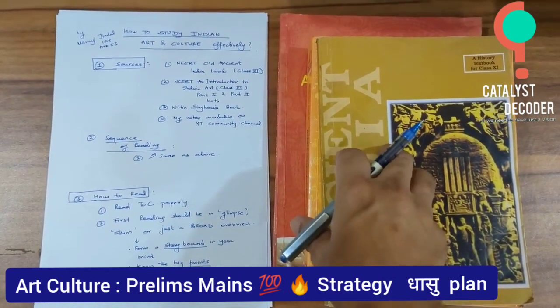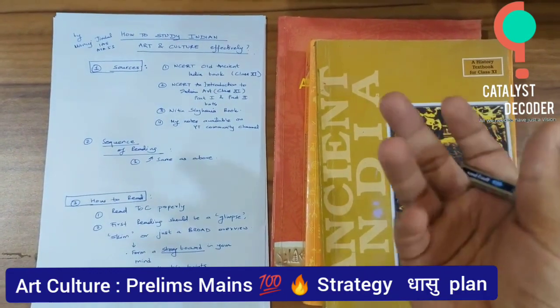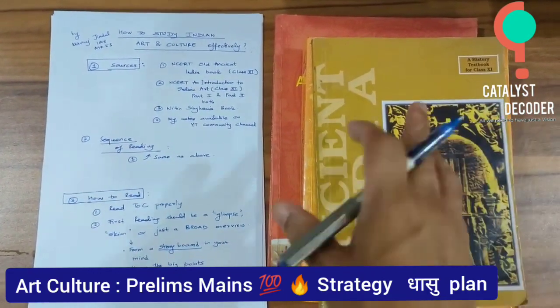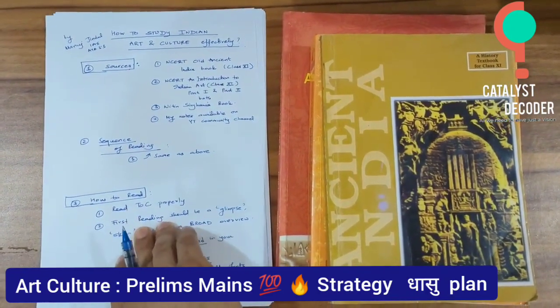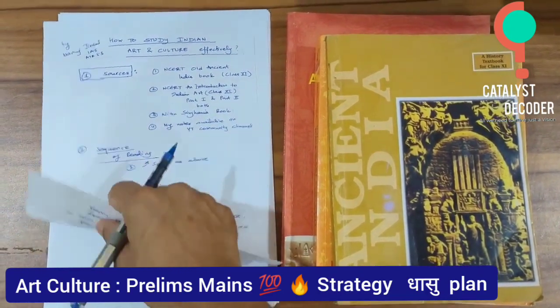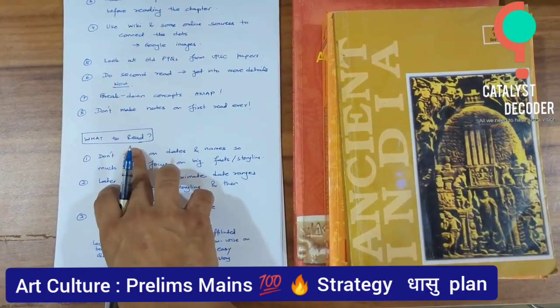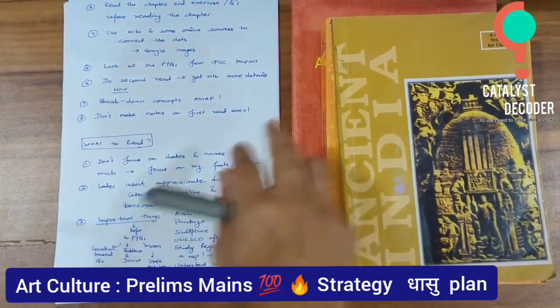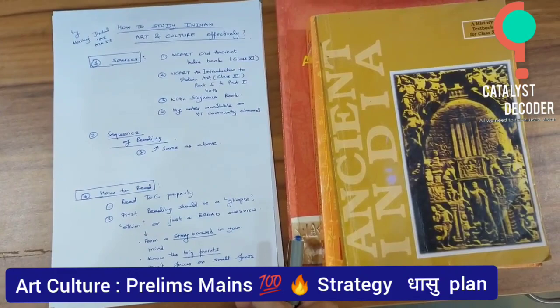But in prelims it becomes tricky because you have to pick one option, and the options are also such that it becomes much harder to solve them. So I will cover the sources, how to actually read these sources, what is the sequence of reading that you should follow. Then I will also talk about what exactly to read in this particular book, so that you can get the maximum out of them.